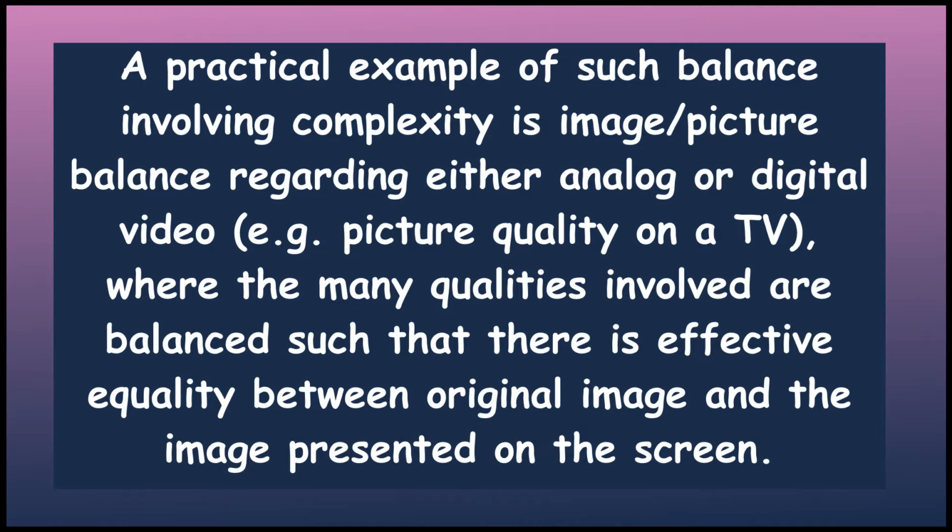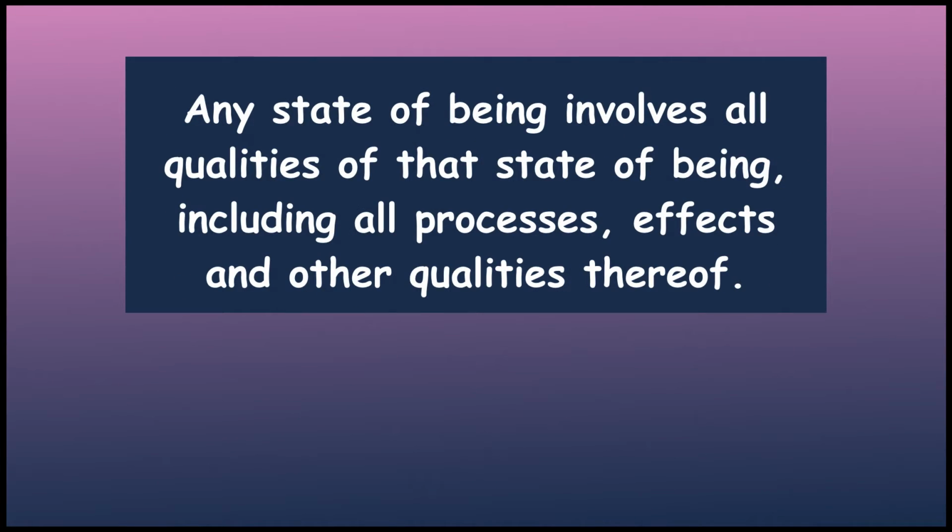A practical example of such balance involving complexity is image or picture balance regarding either analog or digital video, for example, picture quality of a TV, where the many qualities involved are balanced such that there is effective equality between original image and the image presented on the screen. Any state of being involves all qualities of that state of being, including all processes, effects, and other qualities thereof.